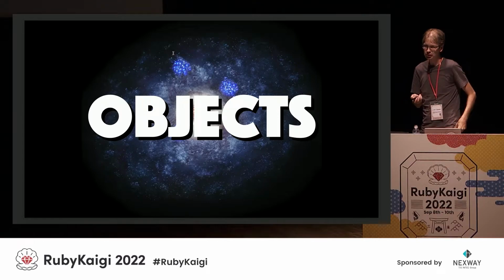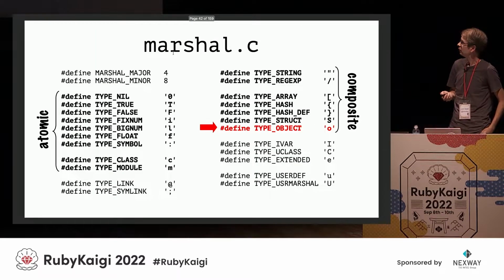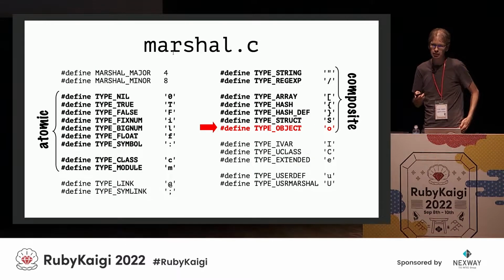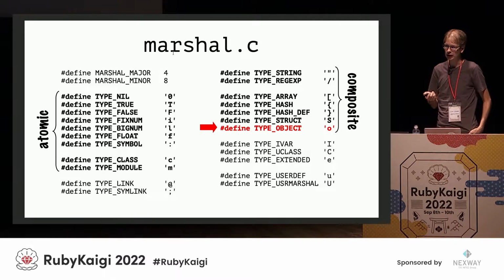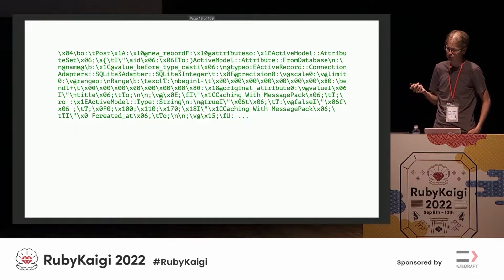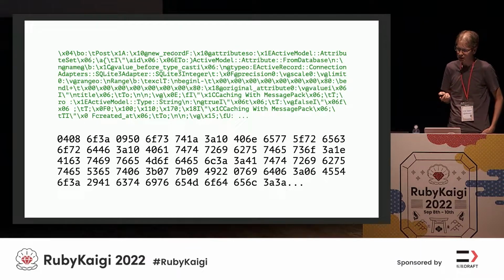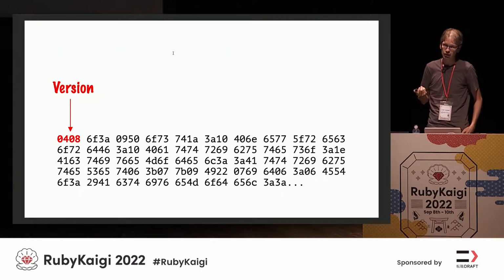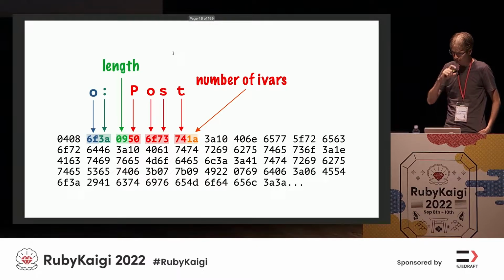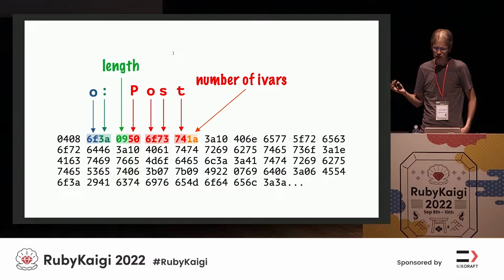So first I want to talk about objects, the most basic thing. This is represented by a type object, which is a small character ASCII O. If we take that blob that I had a second ago, we can convert this to hex. We get something like this. First there's the version number, as I mentioned. And then after that, you see there's the O for this is an object.